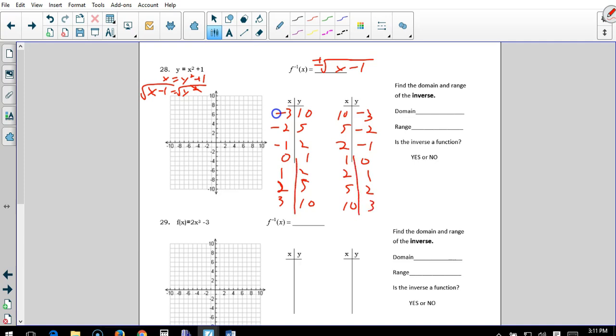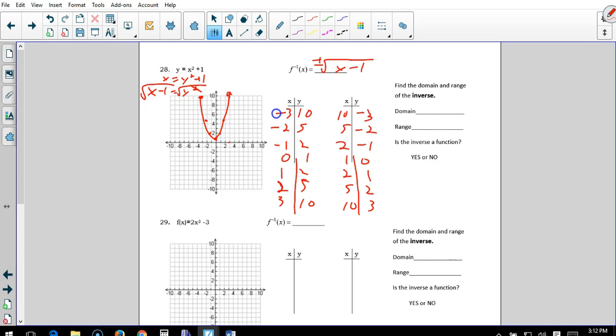So let's graph those. Negative 3, 10, right up here. Negative 2, 5. Negative 1, 2. 0, 1. So you can tell this is just our same one, just heightened up one spot. So we're going to have a matching one here. We're going to have a matching one here. And we're going to have a matching one at 3, 10. So there's our parabola.